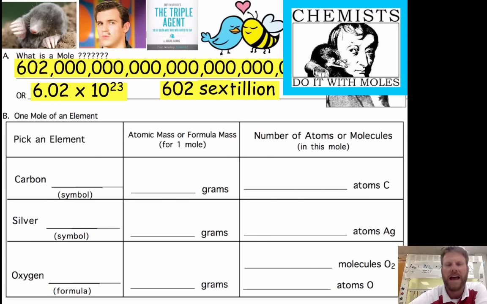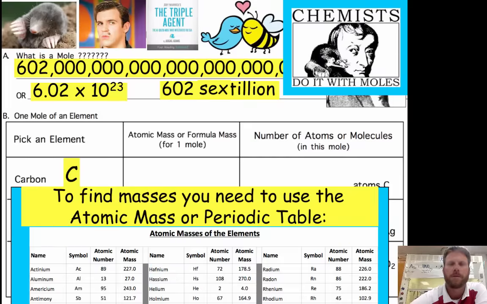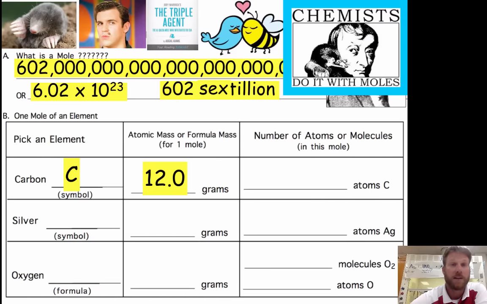But anyway, let's just apply it to some elements from the periodic table, like carbon, for example. The atomic mass of carbon, remember, we can get from the periodic table or from the atomic mass chart that was given to you. If you look up carbon, you will see it has an atomic mass of 12.0. Well, that is 12.0 grams of carbon in a mole of carbon. What that means is if you mass out 12 grams of carbon, you actually have 6.02 times 10 to the 23rd atoms of carbon. You have a number of atoms that you can associate with that mass.